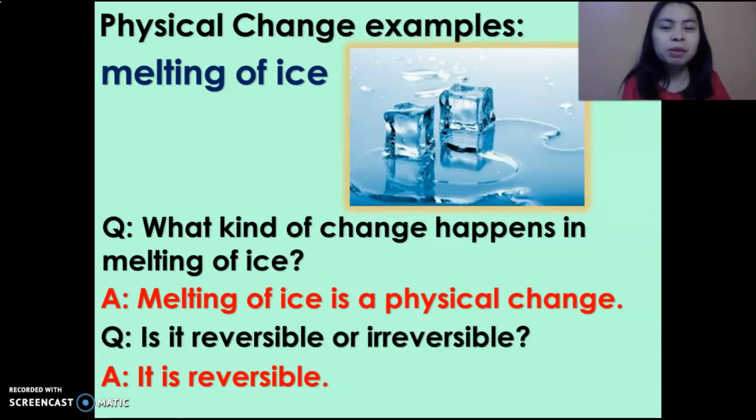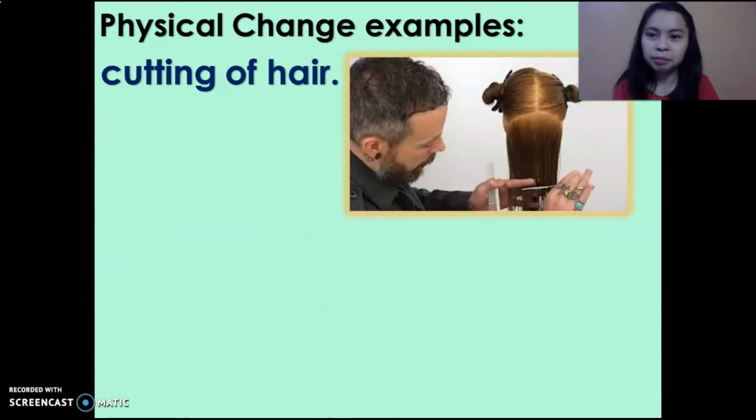Okay. Can you say it with me one more time? It is reversible. Okay, 1, 2, 3. Good. Okay, so let's have more examples on physical change. Okay, next picture we have cutting off hair. Cutting off hair. Can you say it with me?